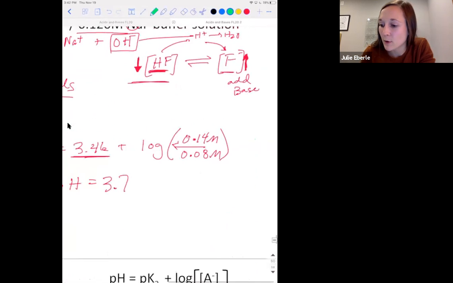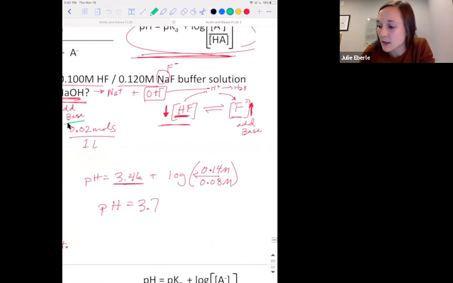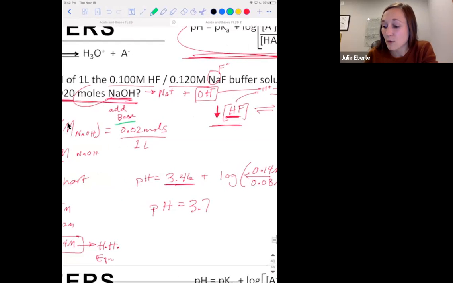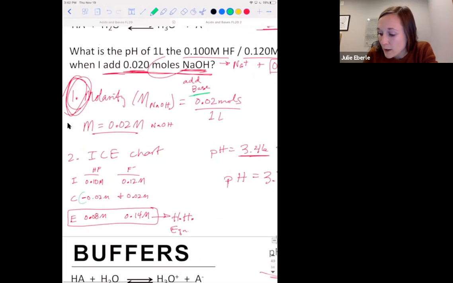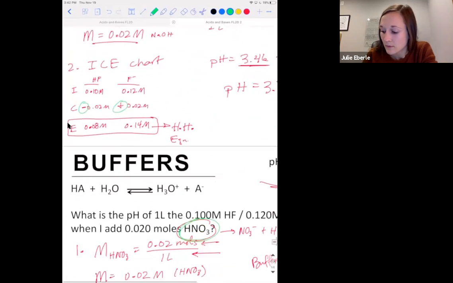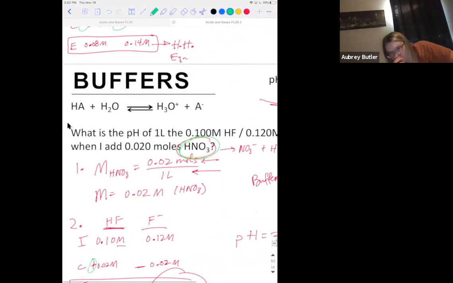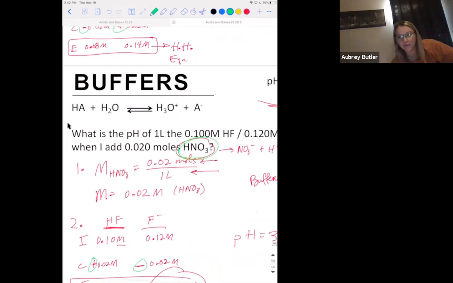And remember up here, we wrote, when we add base, we're going to add to the concentration of our conjugate base. So if you can remember that little motto, when you add base, you add to the base. When you add acid, you add to the acid. That will keep it straight what your signs are on these columns. Okay, thank you. Does that help? Yeah, that helps.